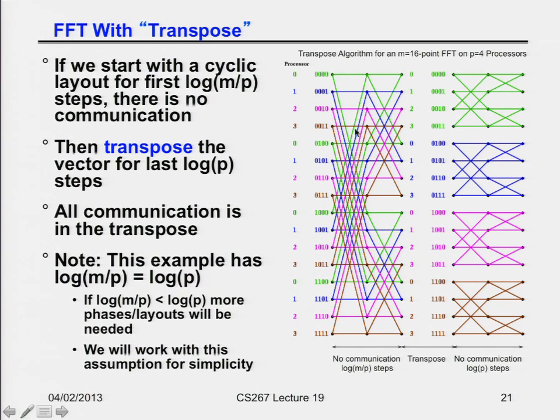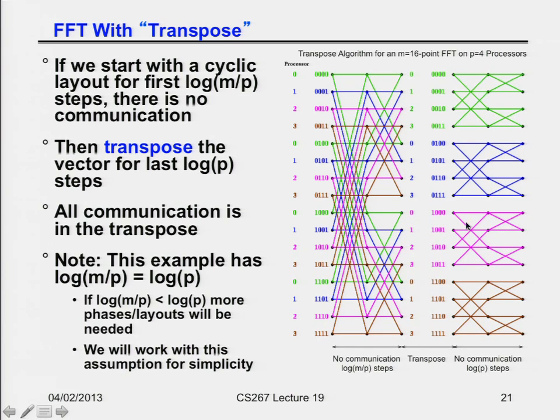I'm going to change data structures in the middle of the algorithm. So I'm going to start with a cyclic layout, and I'm going to have no communication at the beginning for the first log m over p steps. And then I'm going to transpose all the data. I'll say why it's transposed in a moment. I'm going to switch from the cyclic layout to the block layout, and then there's no communication again. Okay? So I'm going to put all the communication here in the middle.